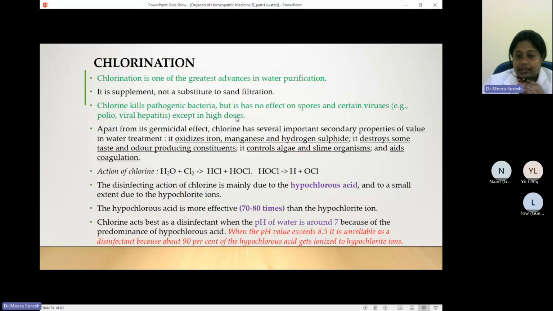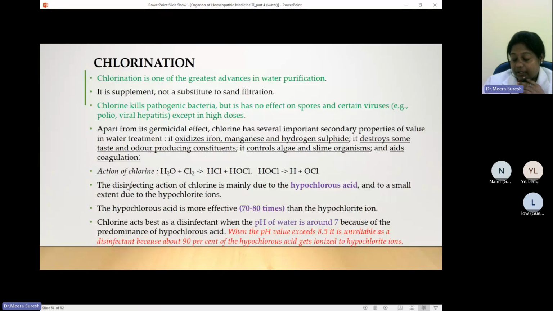Chlorine kills pathogenic bacteria, but it has no effect on spores and certain viruses, for example poliovirus, viral hepatitis, etc., except in high doses. Apart from killing these bacteria, the germicidal effect, it also has some secondary properties. It oxidizes iron, manganese and hydrogen sulfide. It destroys some taste and odor producing constituents. It controls algae and slime organisms and aids in coagulation. So chlorine is not just removing the pathogenic bacteria, but it also does chemically all these things.